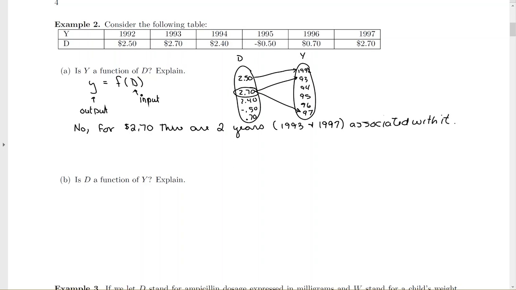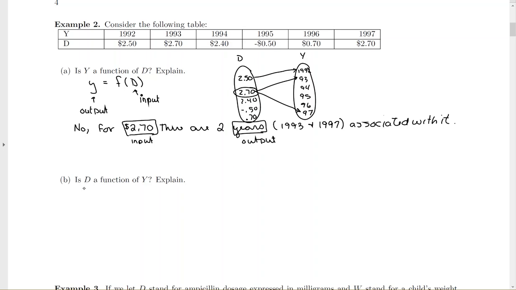Since it's a word problem, use the words of the problem. We have y years, d dollars, rather than just say for every input there were two outputs. Well, I don't know what your input and output were, unless you tell me flat out what it was. So for my $2.70, which was my input, there are two outputs. But notice I'm being specific by what my input and output were.